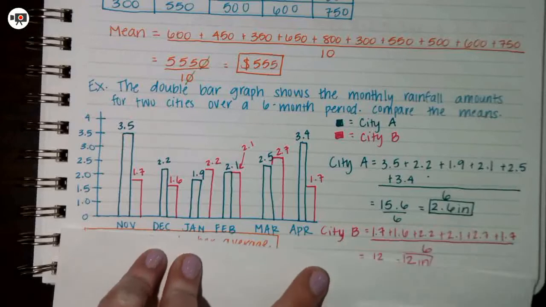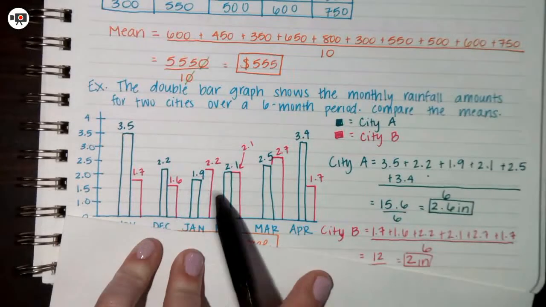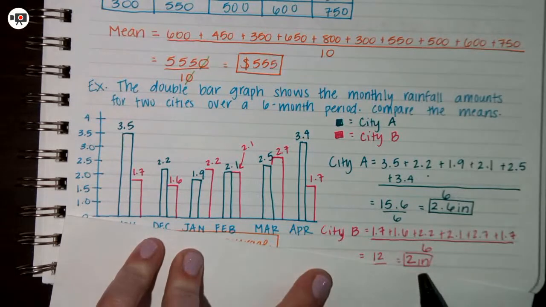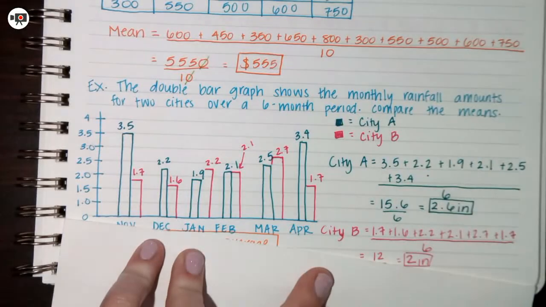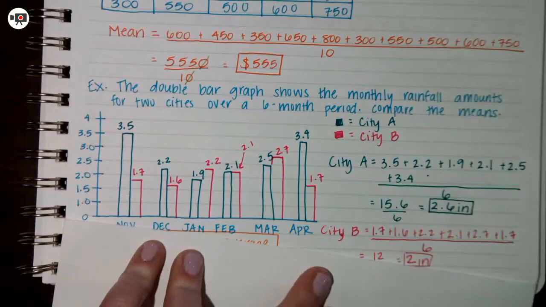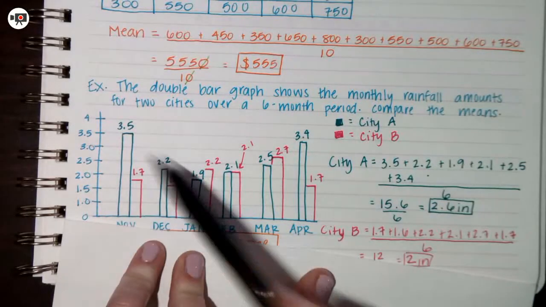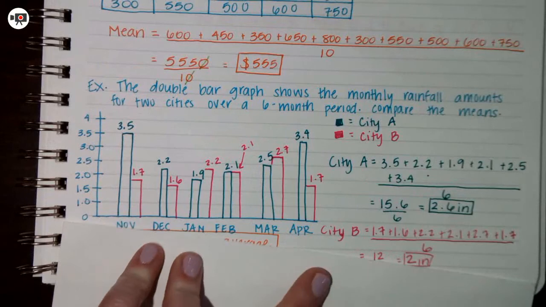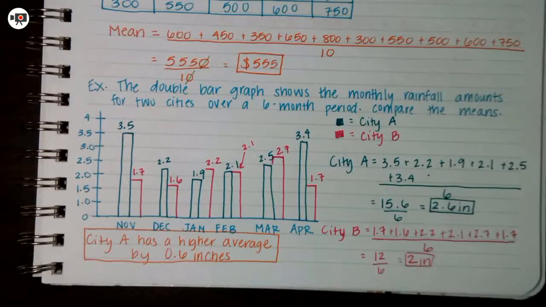Then I can find the mean for City B. Same process, but using City B's numbers, and your average, the mean is 2 inches. So it said compare the means. So City A has a higher mean than City B. I could see that because it is almost always higher than City B. So we say City A has a higher average by 0.6 inches.